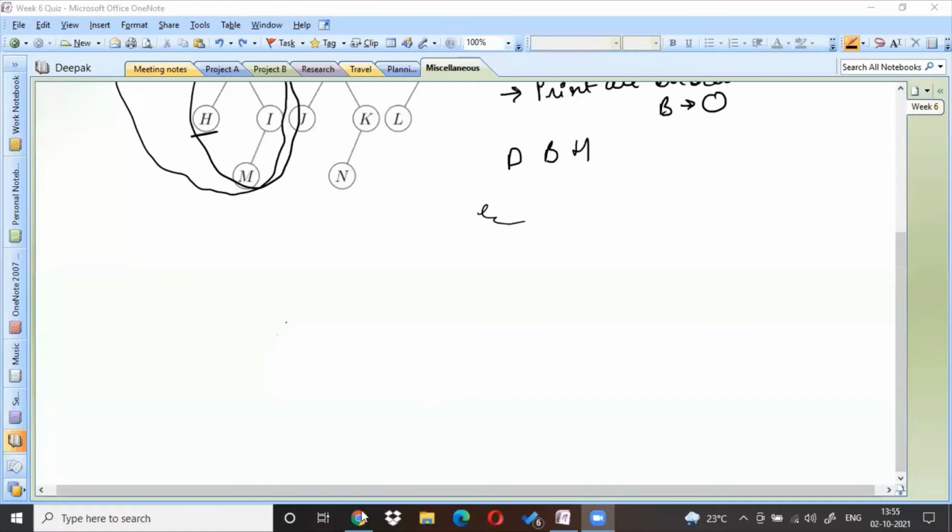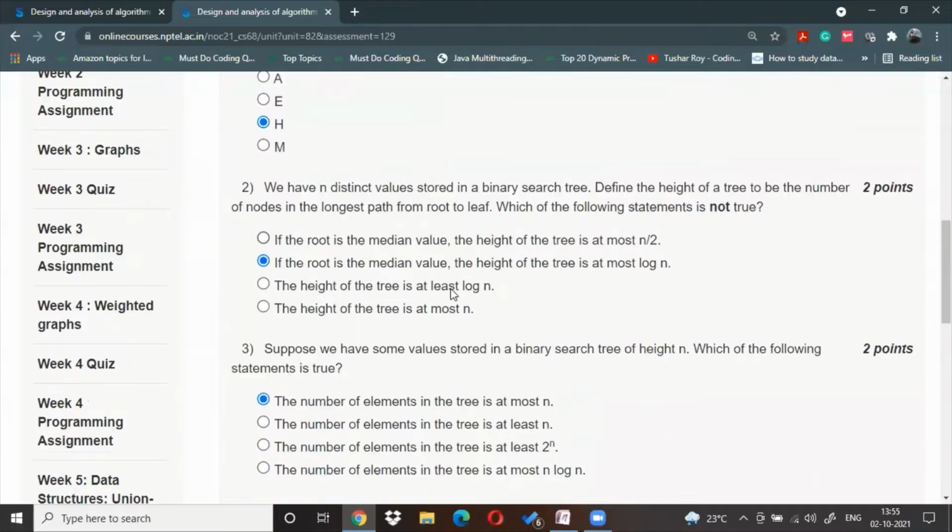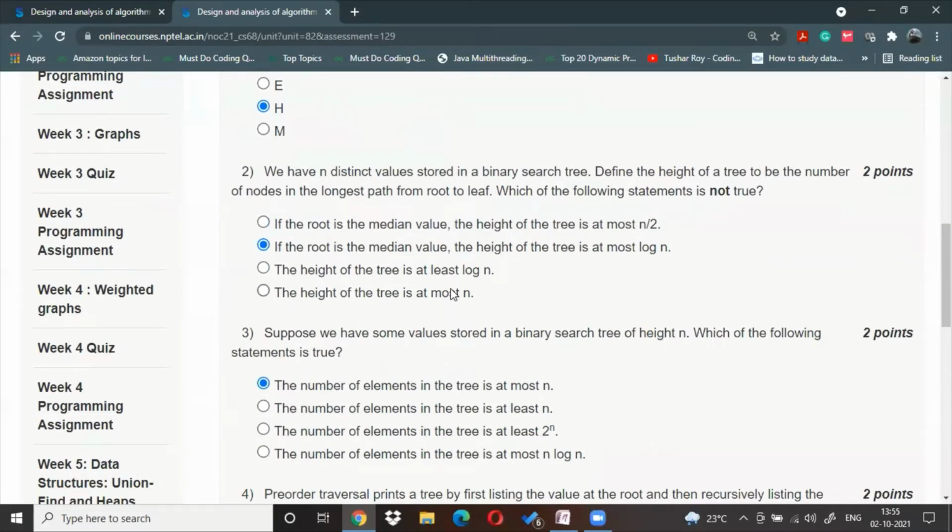Okay, so now let's look into the second problem. The second problem says that we have n distinct values stored in a binary search tree. So we are given a tree that is a binary search tree and has n distinct nodes. Define the height of a tree to be the number of nodes in the longest path from root to leaf. So it's basically a definition of height. Height is nothing but the longest path from the root to the leaf.